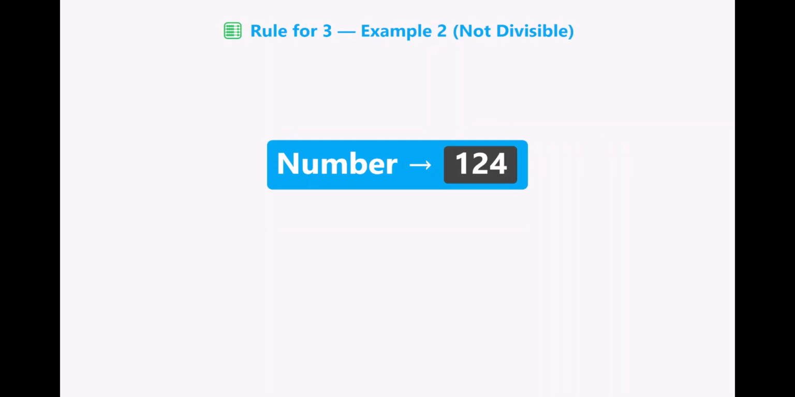Here is another example number. Let's check the digits. The sum is 1 plus 2 plus 4 equals 7, which is not divisible by 3. So 124 is not divisible by 3.